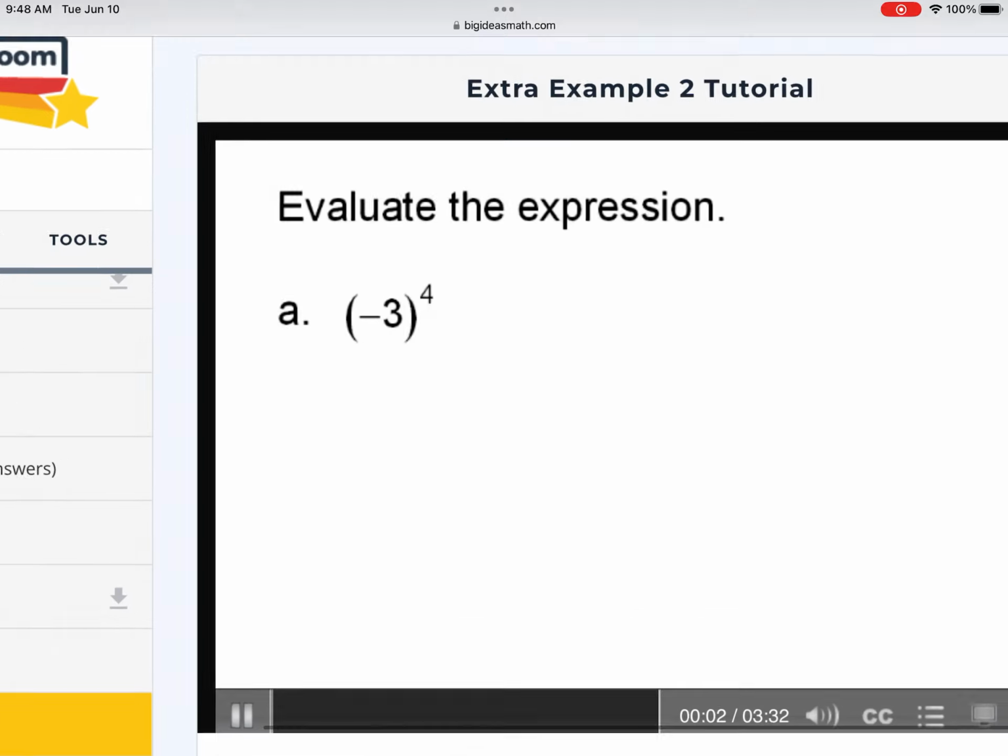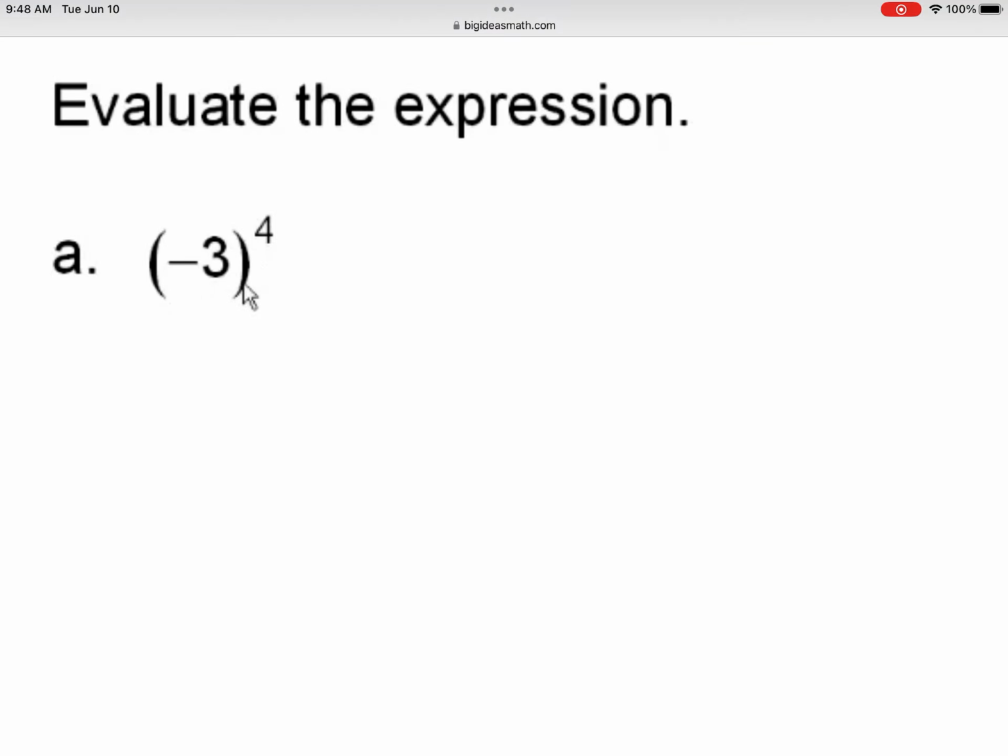Evaluate the expression. The expression is negative 3 to the 4th power. To evaluate a power, what you can do is write the power as a product of repeated factors and then multiply. In this power, it's very important to realize that the exponent 4 is next to parentheses. That means the base of the power is the whole expression inside parentheses, negative 3.